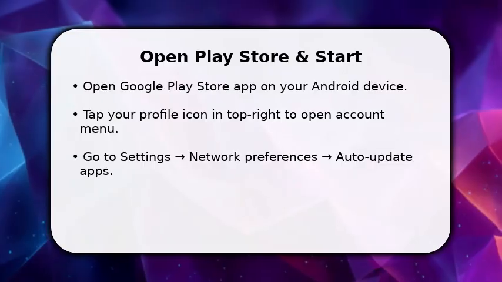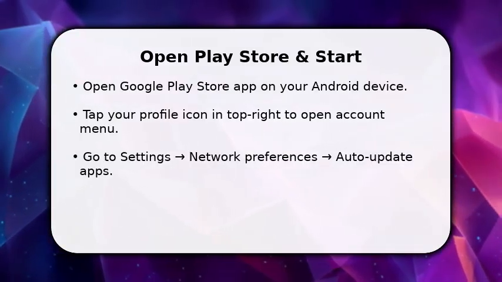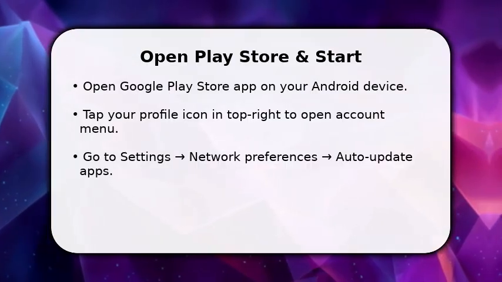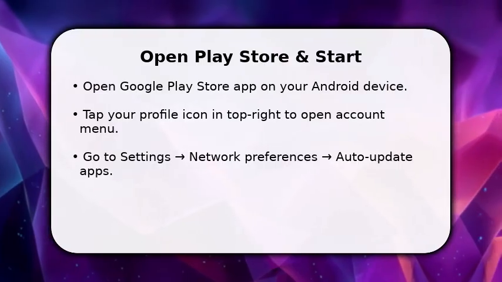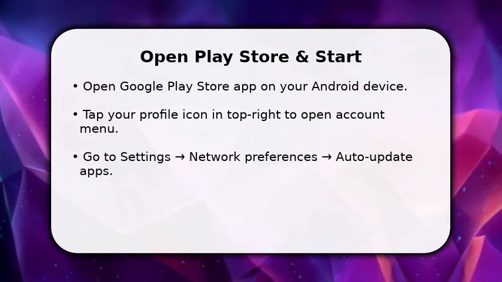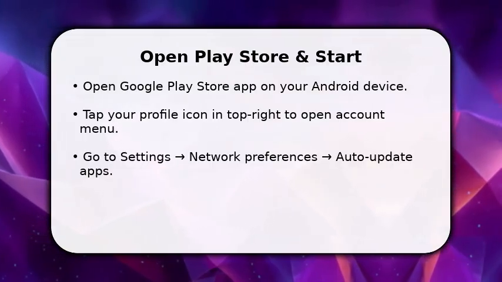You start inside the Play Store because that's where System App Update rules live. Tap your profile icon, then choose Settings and Network Preferences. This route controls global behavior. Once there, select Auto Update Apps and pick Don't Auto Update Apps to stop automatic installs entirely.